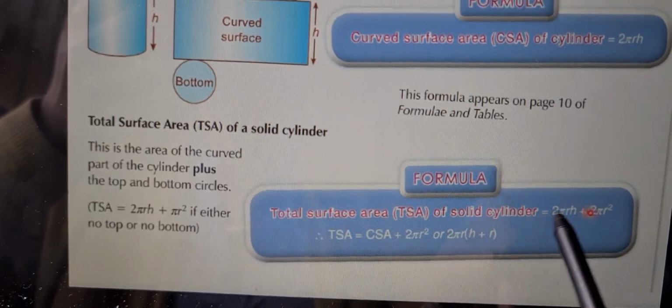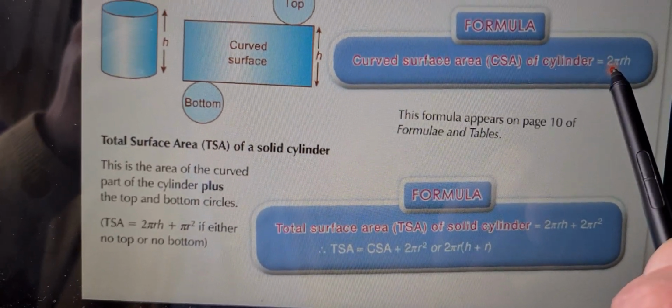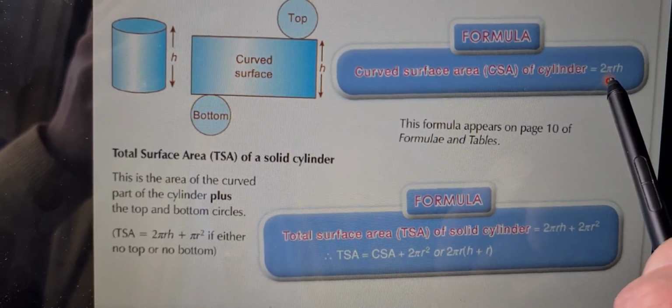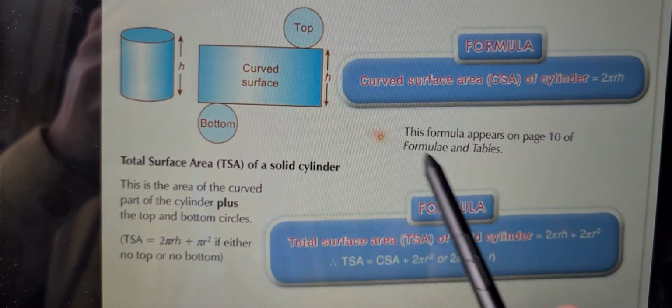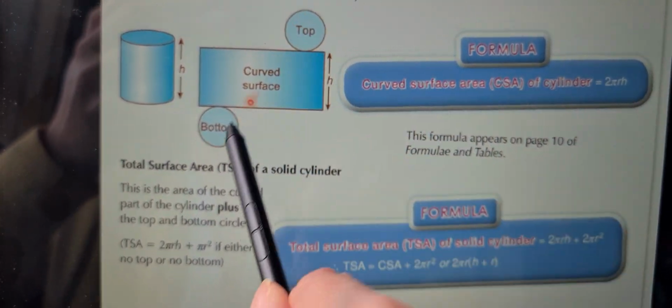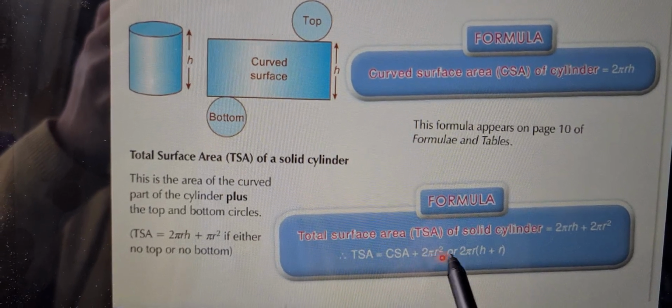All right, that formula is not in your log tables. The curved surface area one is. You have to know yourself that if they ask you for the total surface area of that tin of beans, then you have to add on the top and the bottom. So you're adding on 2 circles. All they did here was factor out 2 pi r.